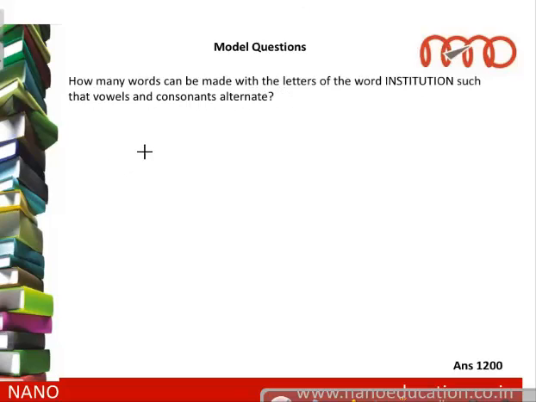Let us look at the next question. How many words can be made with the letters of the word institution such that vowels and consonants alternate? Vowels and consonants alternate. Let us look at what all vowels are there. We have 3 I's, 1 O and 1 U, and the consonants are 6: 2 N's, 1 S and 3 T's.